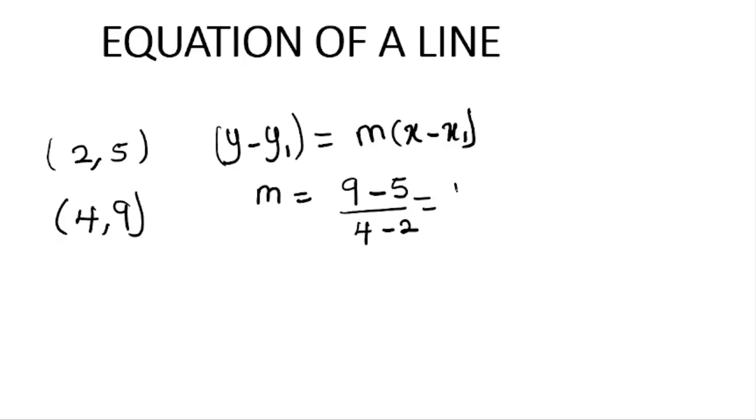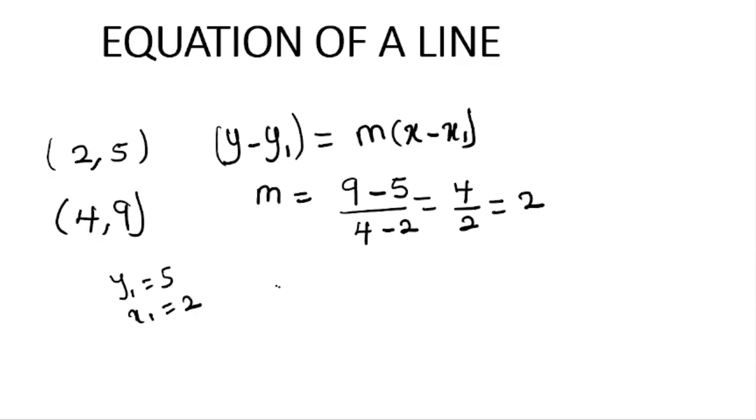So from here we are going to get 4 over 2, giving us a gradient of 2, right? And then the y1 and the x1, we can use any of these points to find them. So I'll choose to use 2 and 5. Somebody else will choose to use 4 and 9. We'll get the same equation. So I'm using 2 and 5, which means my y1 is 5 and my x1 is 2.